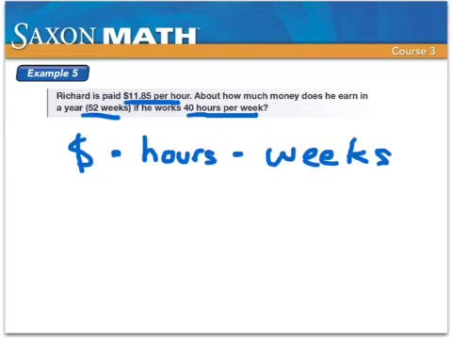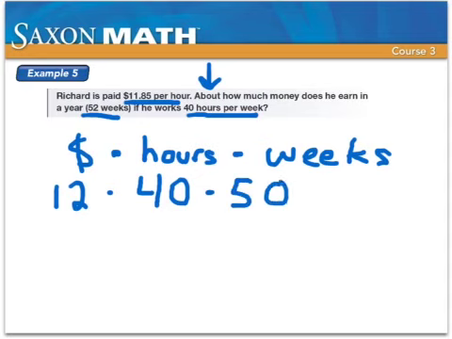Now for a problem like this, it says about. Okay, this is the key word, about. That means we can round. So let's stop and think about this here. Well, $11.85, that's pretty close to $12. Number of hours he works, 40. Well, that's already a nice round number. 40. Times 52 weeks, it's pretty close to 50 weeks. So we can take these three numbers and multiply them together.